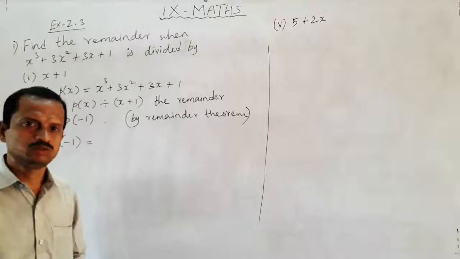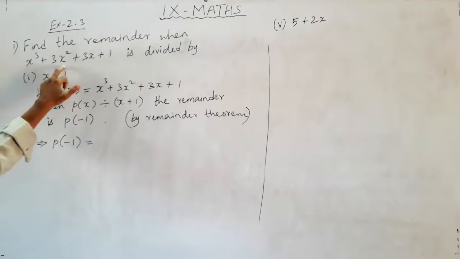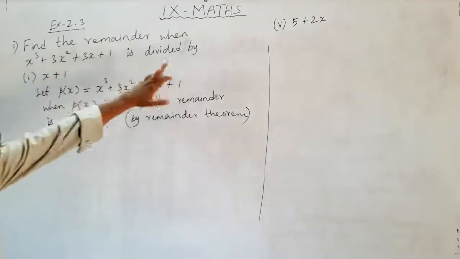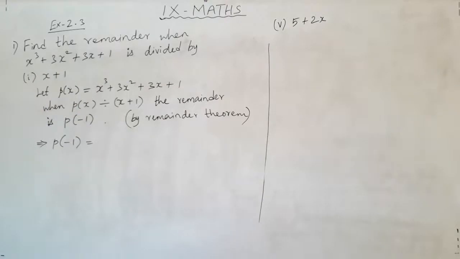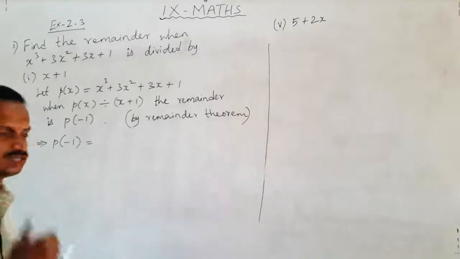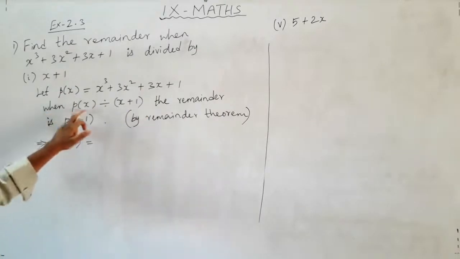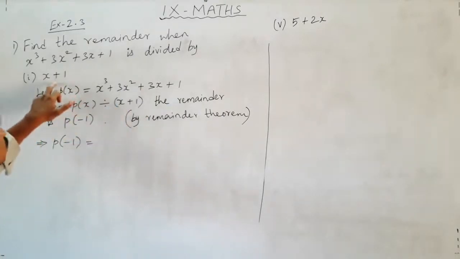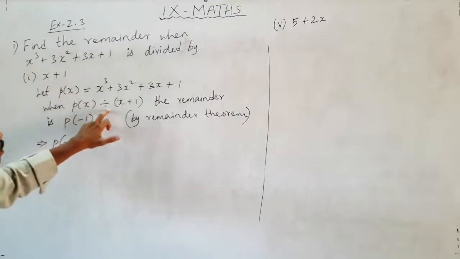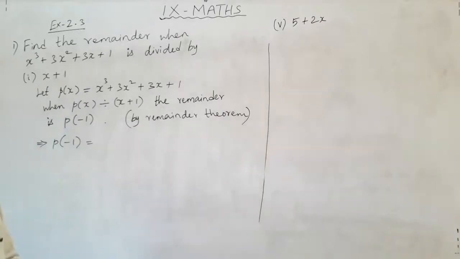Now coming to exercise 2.3, the first question: find the remainder when x cube plus 3x square plus 3x plus 1 is divided by x plus 1. So options are there. The first option x plus 1, that is g of x. Let us name the given polynomial as p of x. So p of x is equal to x cube plus 3x square plus 3x plus 1. When p of x is divided by x plus 1, the divisor given here, the remainder is p of minus 1, because of the remainder theorem.